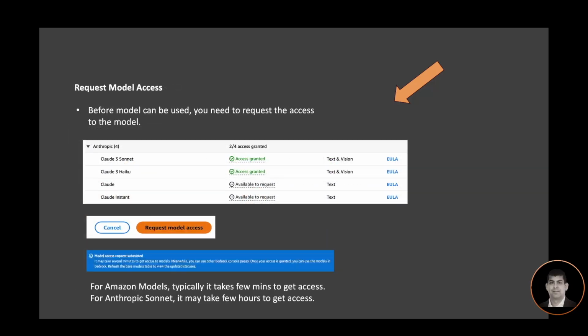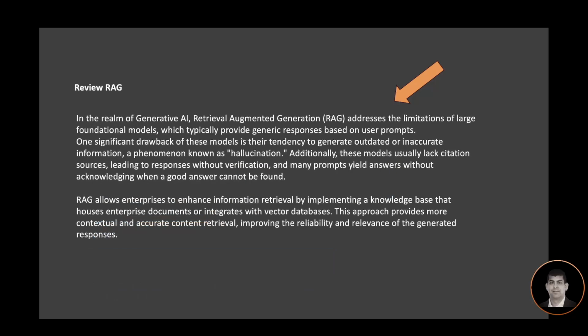Before any model can be used, you need to request access to the model. For Amazon models, it typically takes a few minutes to get access. For Anthropic Sonnet, depending on your case and account, it may take a few minutes to a few hours to get access.